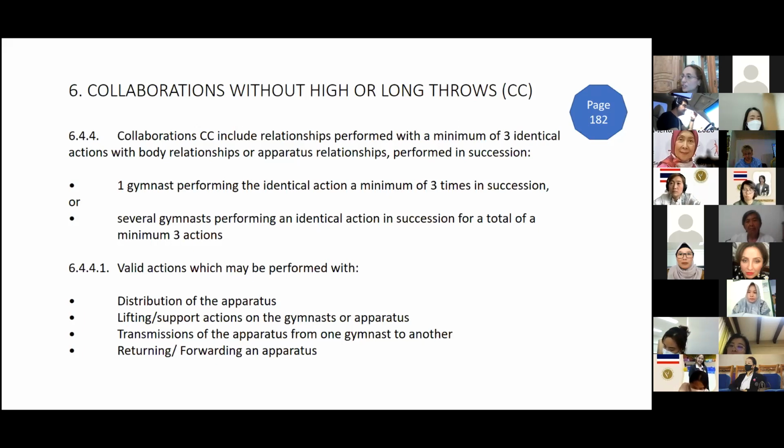What are the valid actions that can be performed? They can distribute the apparatus, lifting support actions on the gymnast or the apparatus, transmission of the apparatus, returning or forwarding the apparatus. Let's see examples.